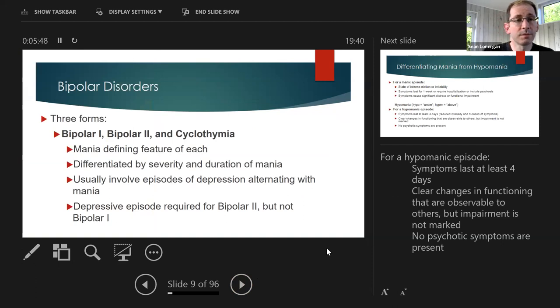There are 3 forms that we're going to touch on today, as I mentioned. So bipolar 1, bipolar 2, and cyclothymia. Some degree of manic symptoms are a defining feature of each. So you cannot be diagnosed with a bipolar disorder unless you've had some form of hypomania or mania. Each of these are differentiated by their severity and duration of the mania experience, and usually involve episodes of depression alternating with mania, but not necessarily. So for instance, with bipolar 1, there are some people who have predominantly manic experience without necessarily experiencing depressive episodes following those. Depressive episodes are required for bipolar 2, but not necessarily for bipolar 1. All you need is a manic episode for that diagnosis.